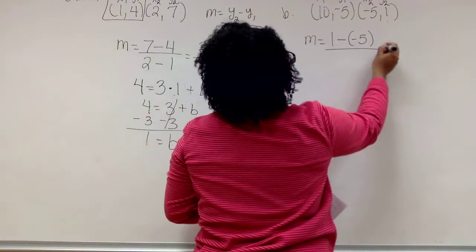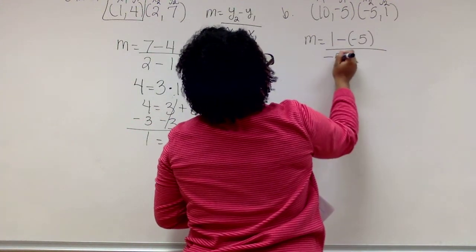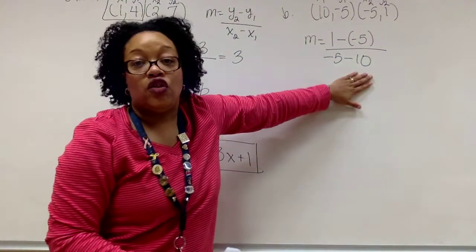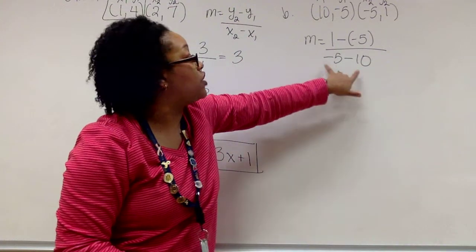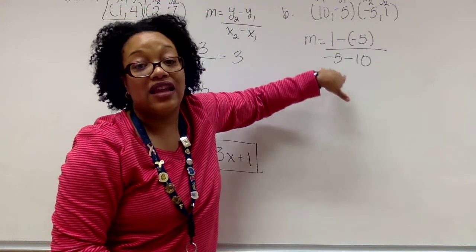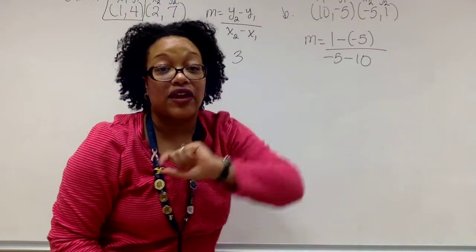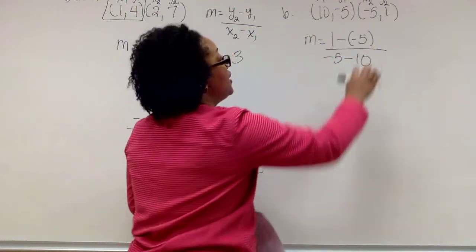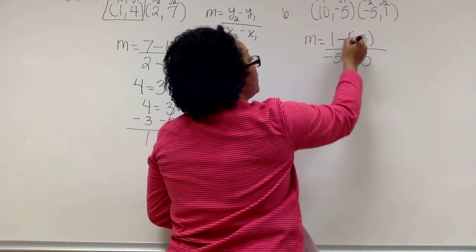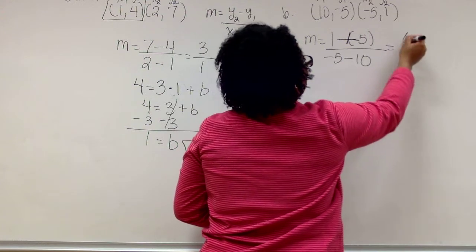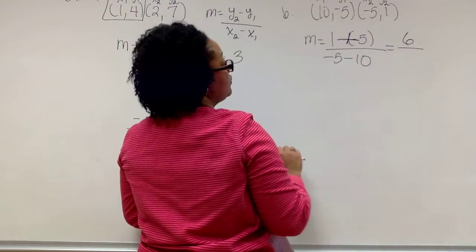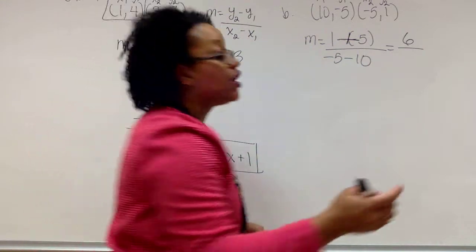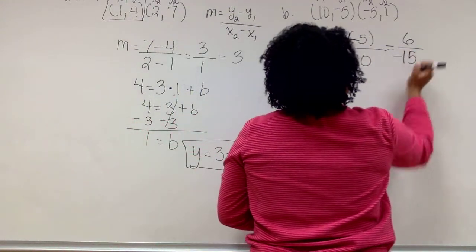Now, let's take care of our x's. Negative 5 minus 10, okay? You need to let your calculator help you if you're not sure what to do with these signs. Negative 5 minus 10. Let the calculator tell you what it is. Now, let me go back to the top. That double negative becomes a positive, so my numerator is 6. Negative 5 minus 10, if you let the calculator help you, is negative 15.